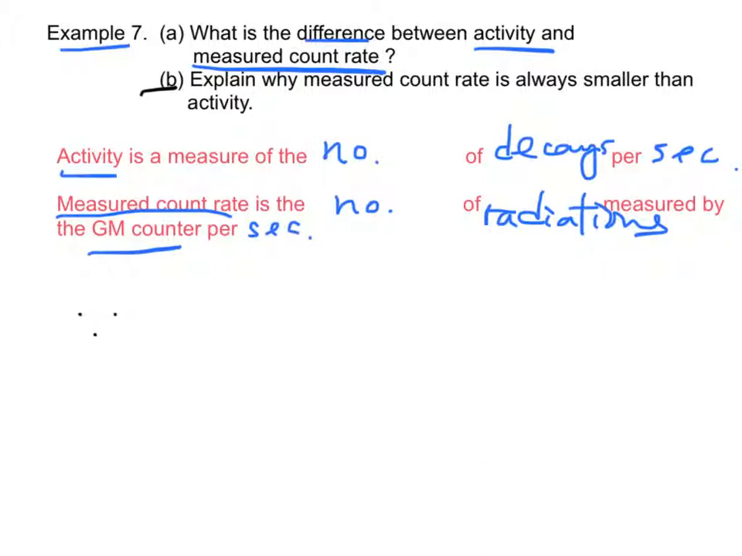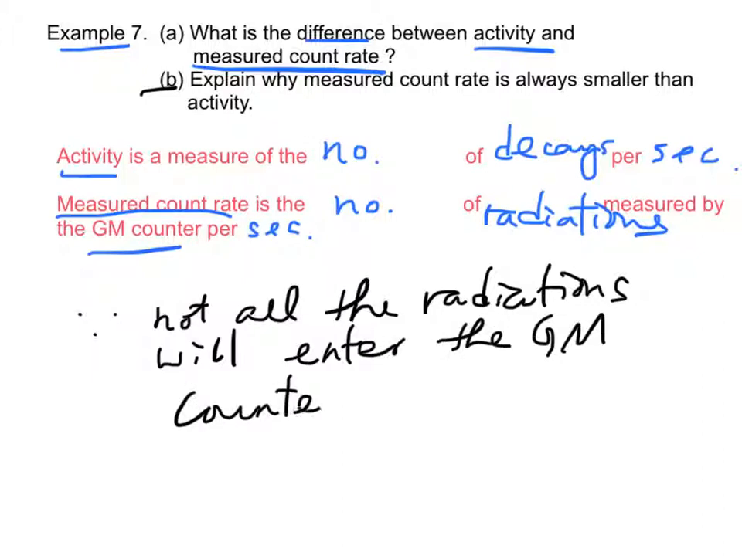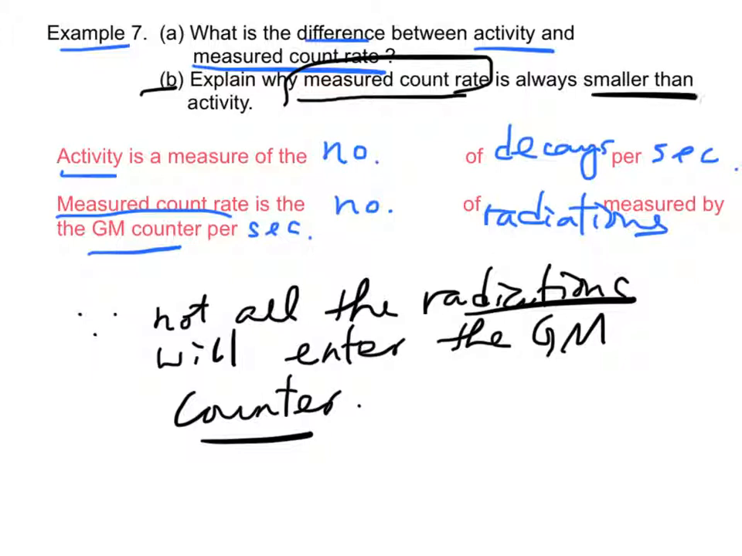Part B, because not all the radiations emitted during decays will enter the GM counter. That means some radiations cannot enter the counter. Therefore, measured count rate is always less than the activity.